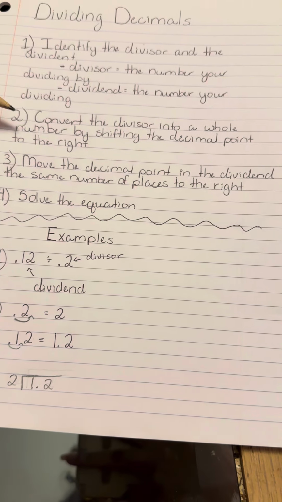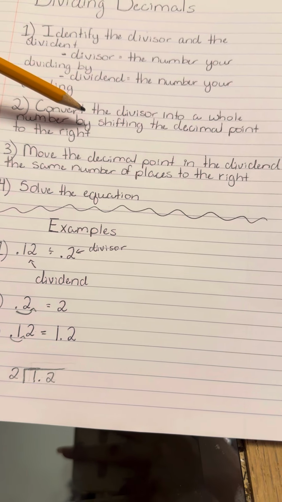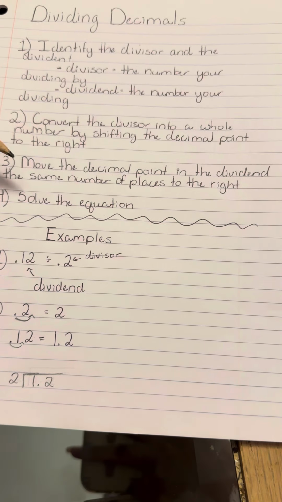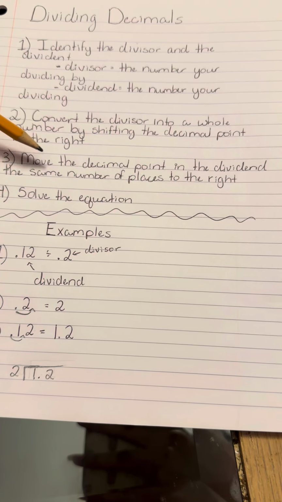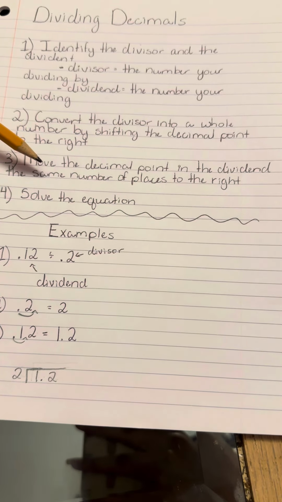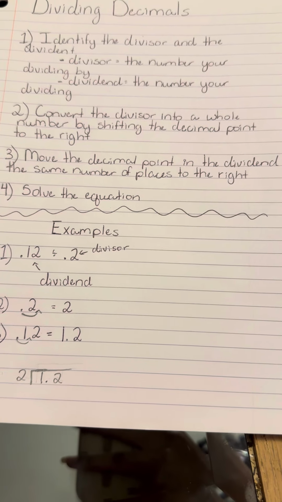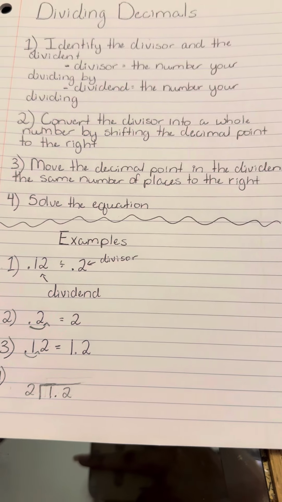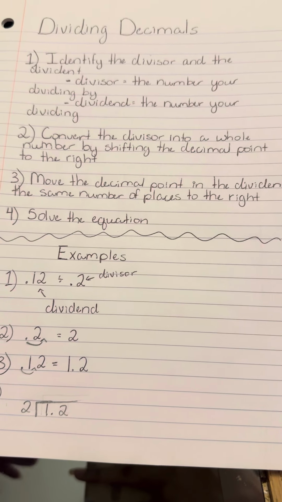The second step you need to do is convert the divisor into a whole number by shifting the decimal point to the right. The third step is you need to move the decimal point in the dividend the same number of places to the right. And the last step is to solve the equation. I know this is a bunch of words, but we're going to do an example problem to show how each of the steps is used.